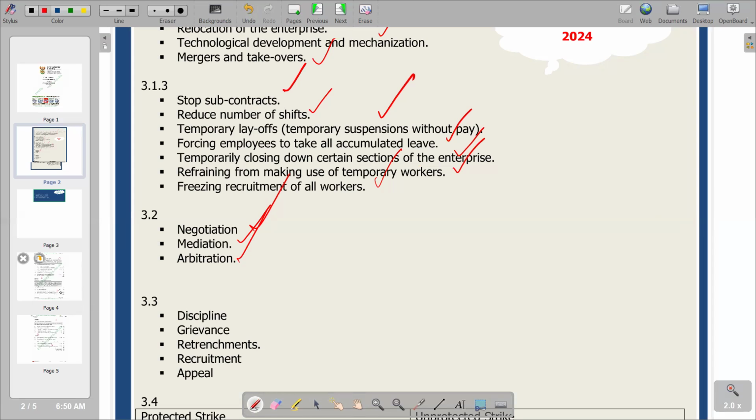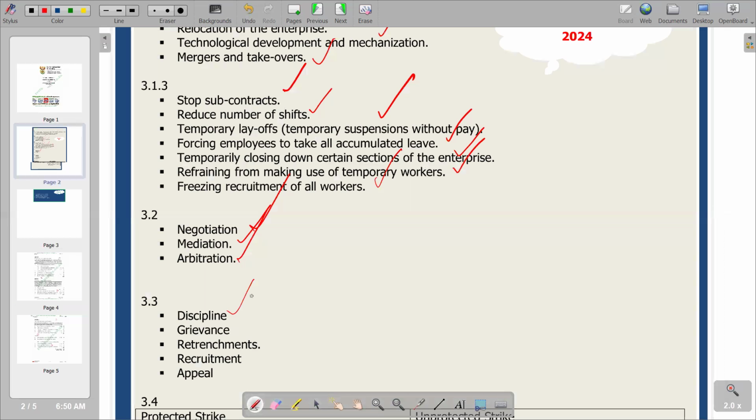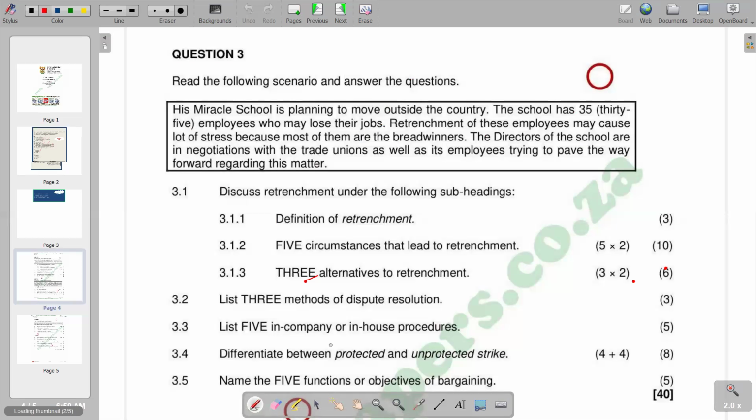And I move on to our 3.3, which reads: at least 5 incumbent or in-house procedures. So you're going to see that we've got various company in-house procedures. We've got disciplinary procedures, grievance procedures, retrenchment procedures, recruitment procedures. We also have appeal procedures. So these are the in-company procedures that we can mention. We go to the next part of our question, which reads: differentiate between protected and unprotected strikes.